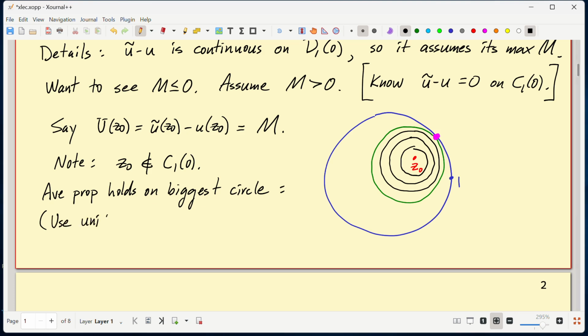So we have uniform continuity on a compact set. I've kind of done this in the past, so I won't do it again. So use uniform continuity and take limits as the circles expand.